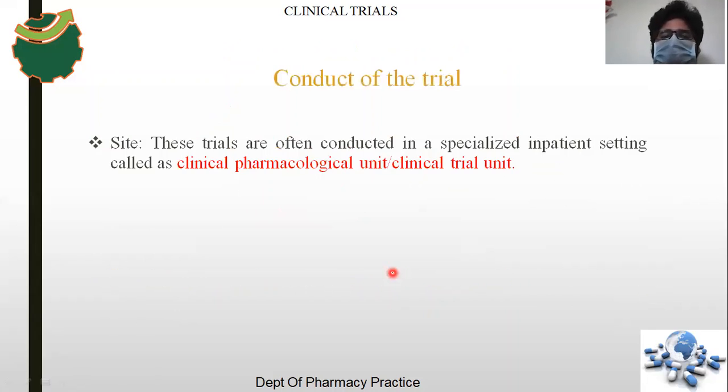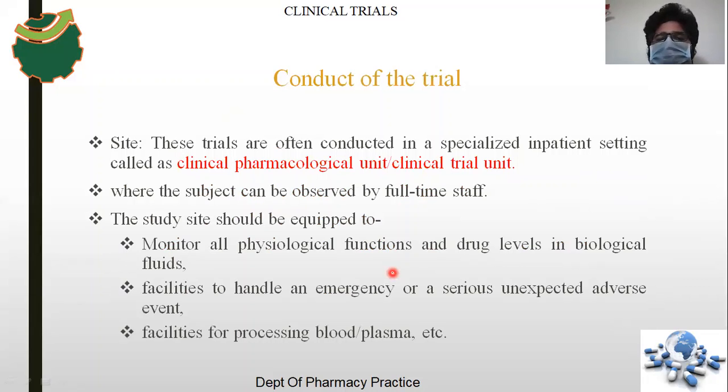Next one is the conduct of the clinical trials. Where are you going to conduct them? Obviously in a trial site, in a hospital or in certain laboratory units, which are called clinical pharmacology units or clinical trial units. Here the subjects are observed by full-time staff, under the supervision of doctors, nurses, pharmacists or other caretakers, and the patients will be at the trial site for the entire time the drug is being used.